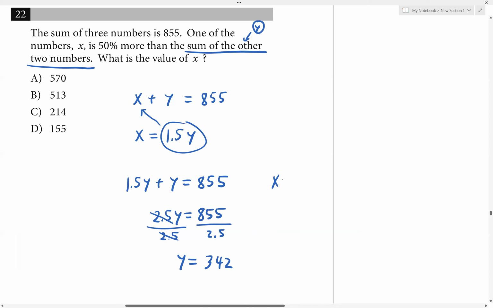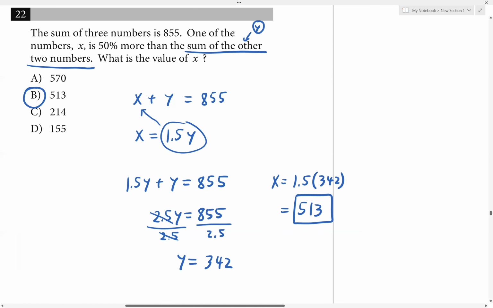To solve for x, we have to do one more step. We have x equal to 1.5 times y, which is 342. You can go back, plug it in, and solve 1.5 times 342. We get 513, and that should be our x value here, which is letter B.